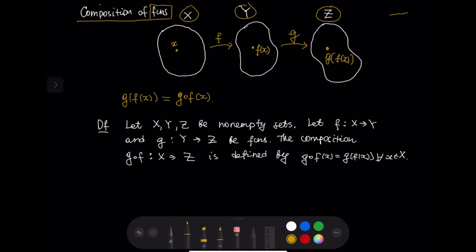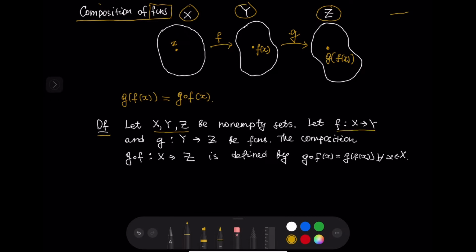So now we can give a formal definition of the composition of two functions. So let X, Y, and Z be non-empty sets. Let f be a function from X to Y. Let g be a function from Y to Z. Then the composition g composed with f is going to be a function that takes the set X to the set Z. So the composition g composed with f acts from the set X to the set Z, and it is defined by this formula: g composed with f at x is g of f of x for every x in the set capital X.